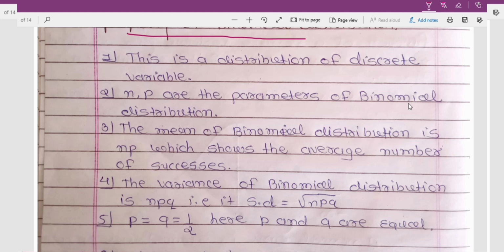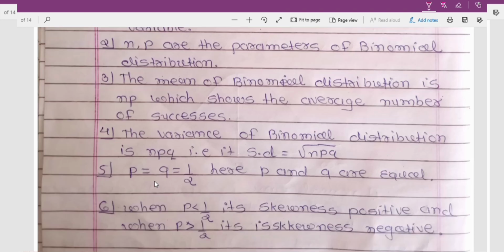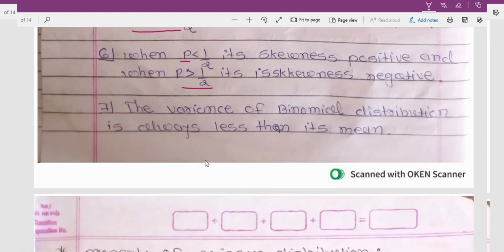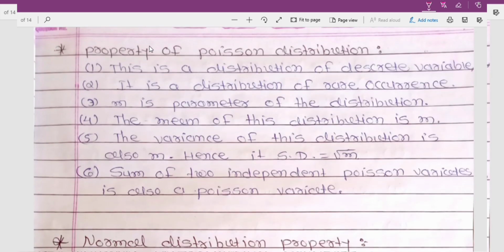First, this is a distribution of a discrete variable. Second, n and p are the parameters of binomial distribution. Third, the mean of binomial distribution is np, which shows the average number of successes. Fourth, the variance of binomial distribution is npq, that is, SD equals root of npq. Fifth, when p equals q equals 1 divided by 2, it is symmetric. When p is less than 1 divided by 2, its skewness is positive, and when p is greater than 1 divided by 2, its skewness is negative. The variance of binomial distribution is always less than its mean.